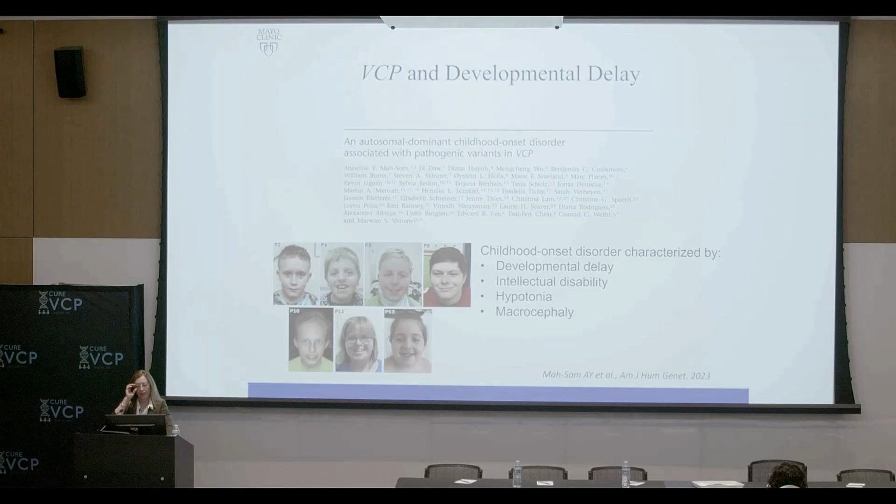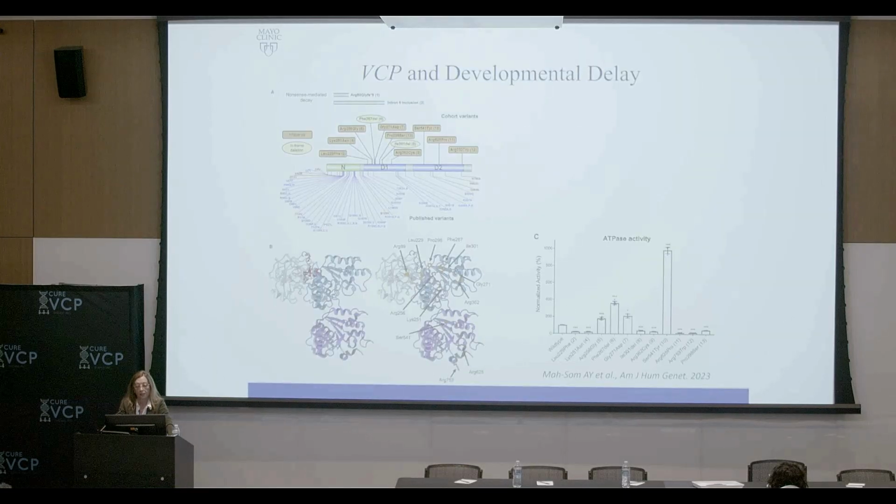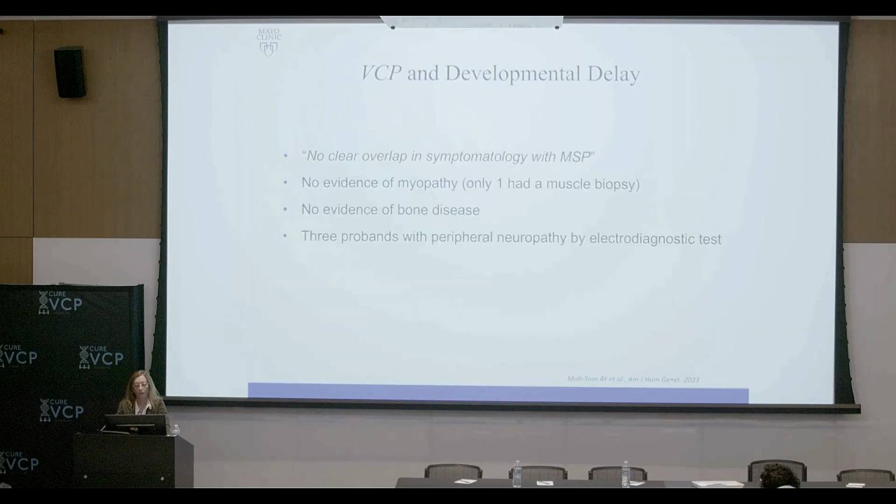Now, along the same line, Dr. Weil and collaborators identified VCP mutations in patients with developmental delay with childhood onset. These individuals presented with intellectual disability, hypotonia, and microcephaly. The mutations were distributed along the gene, and with the exception of one, VCP activity was decreased. So it was specified that there was no clear overlap in symptomatology with the multisystem proteinopathy.